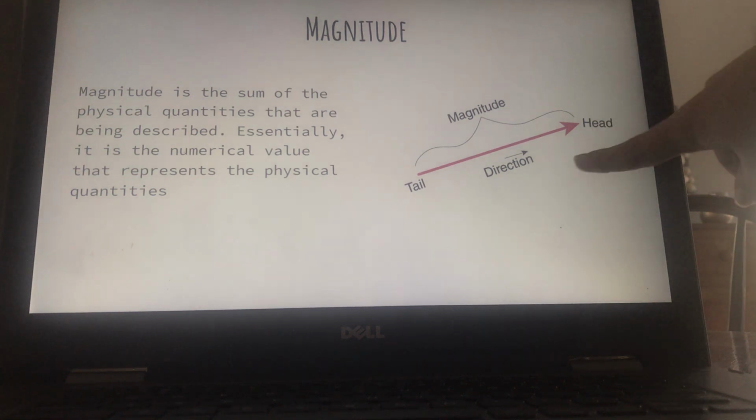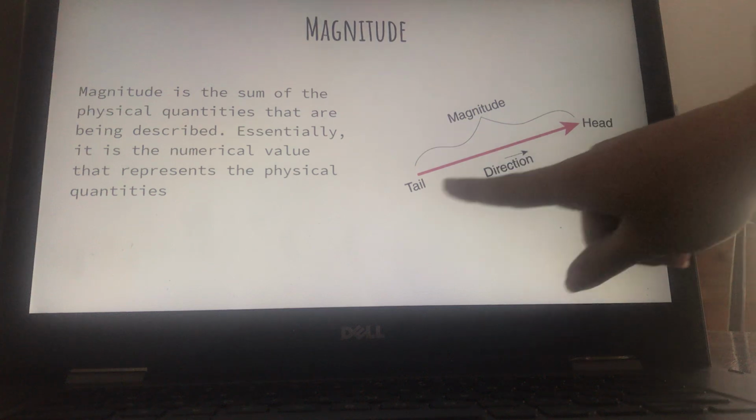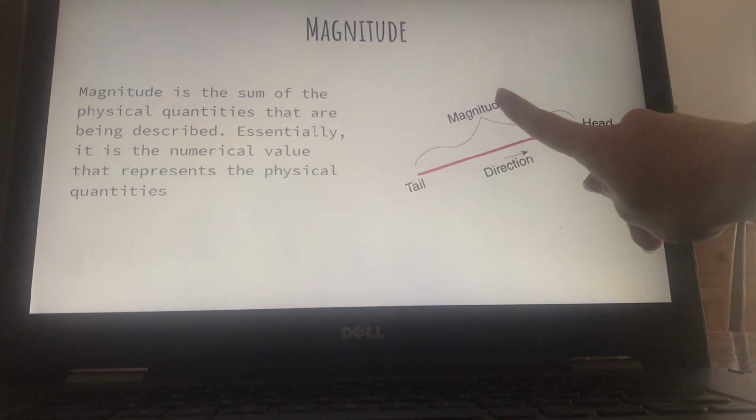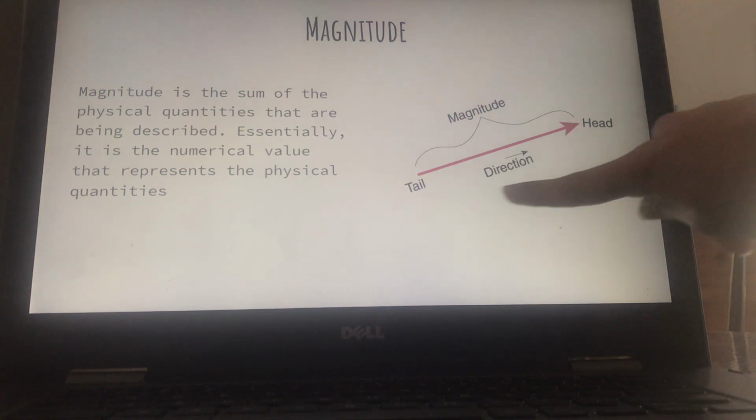If you look at the arrow right here, you see that it's going in this direction, but the magnitude is only the tail to the head. It doesn't matter the direction. It is just... Oops, sorry.